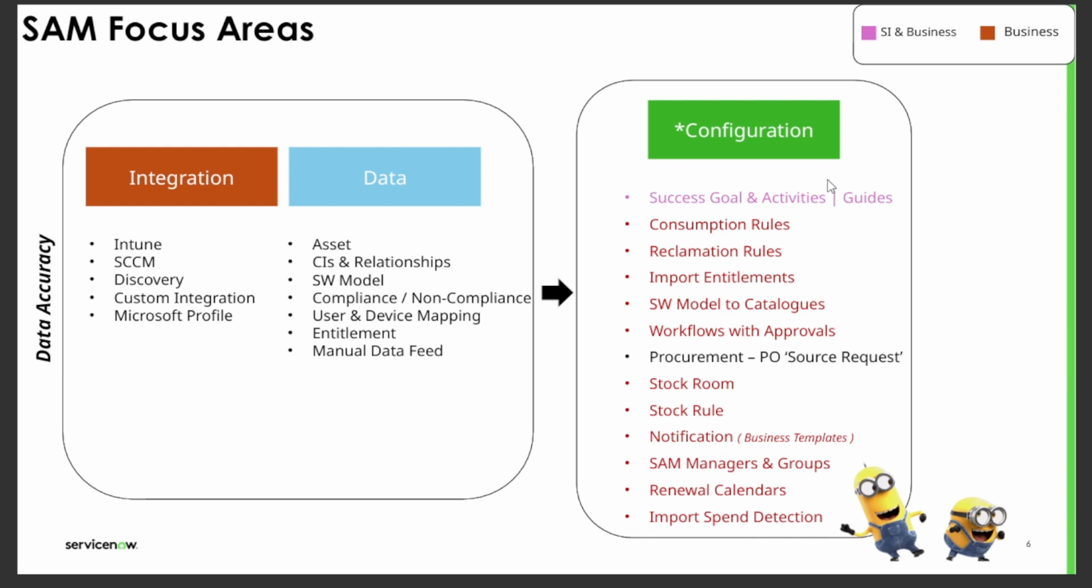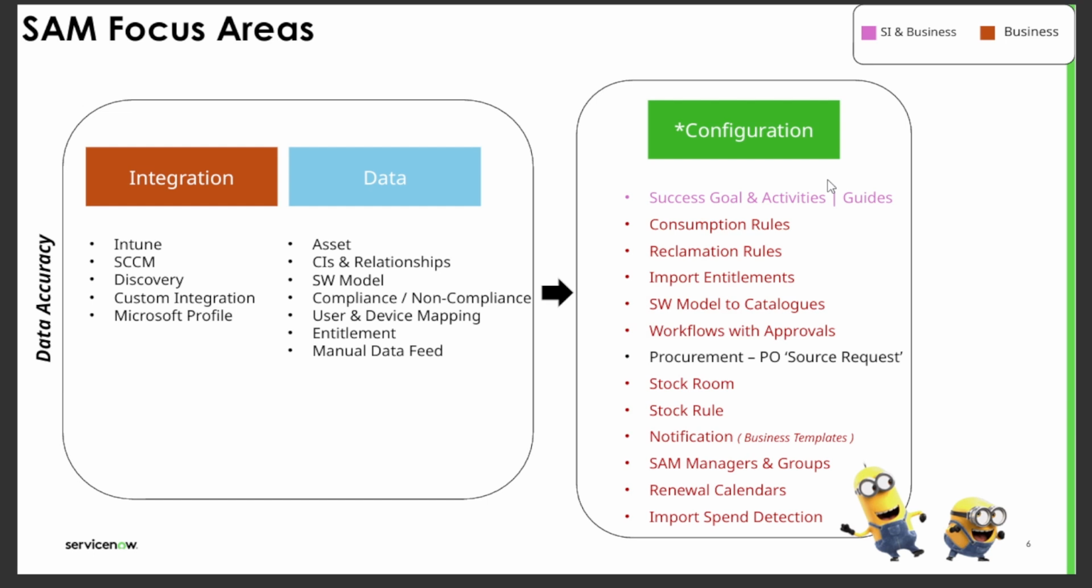Next, workflows and approvals. This is part of your software model to catalog scenario. When you are creating a catalog, your business may have a requirement that it should go through one approval, two approvals, one task or two tasks needs to be created, and a notification needs to be sent to the appropriate person, etc. Those behaviors can be controlled with the help of workflows with approvals. So the point here is that software model to catalog is a reactive procurement scenario, and workflows with approvals is going to support it.